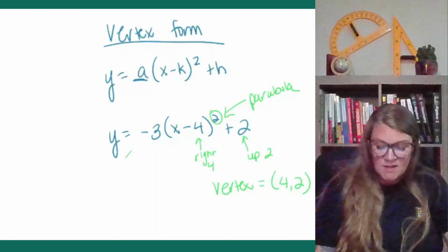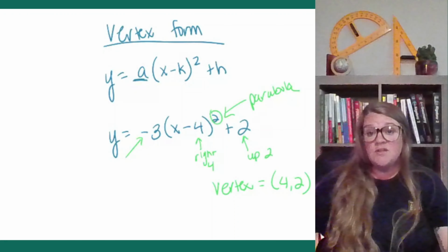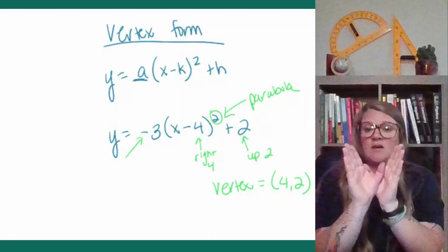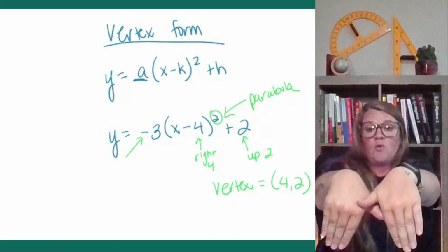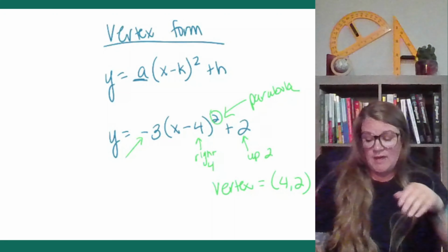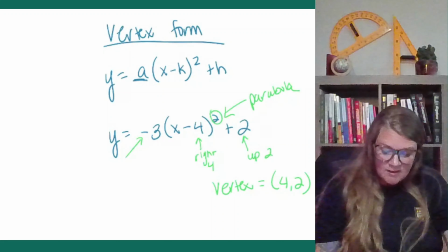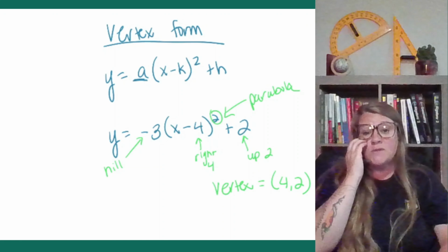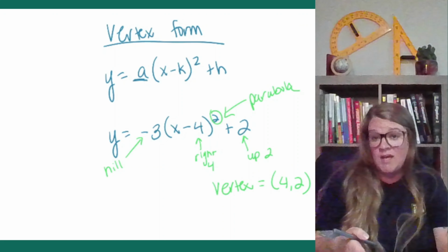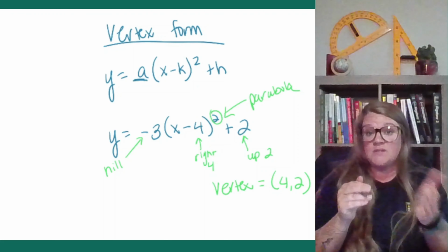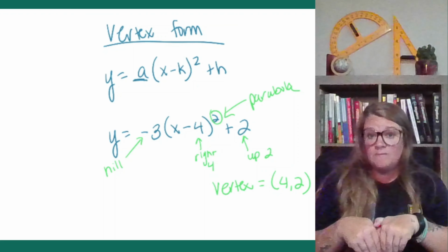This negative sign in the front, that tells me that it is not going to be a U shape. It's now going to be a hill shape. So it's a flipped over one. It's a hill instead of being a valley. If that was a positive, or if there was no negative sign there, then it would be a valley. But since that negative is there, now it's a hill.